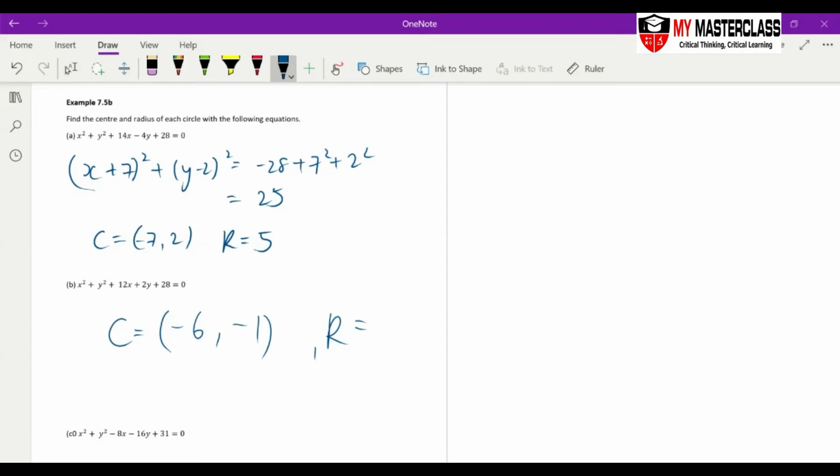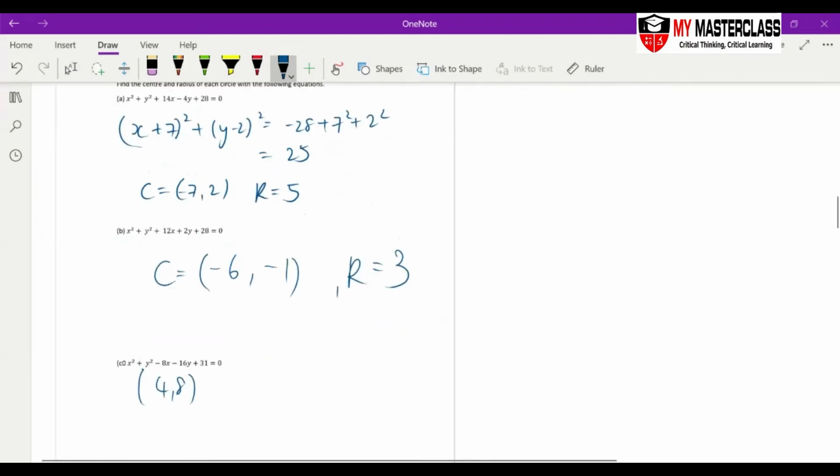Just by looking, if you understand how the things work, very easy, right? 36 plus 1 minus 28. I think it's 3. If you understand how completing the square works, it's very fast. Yeah, you can visualize a bit. 4, 8. So it is 4 squared plus 8 squared minus 31.